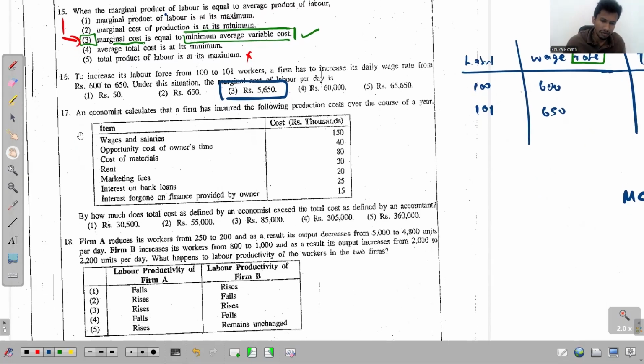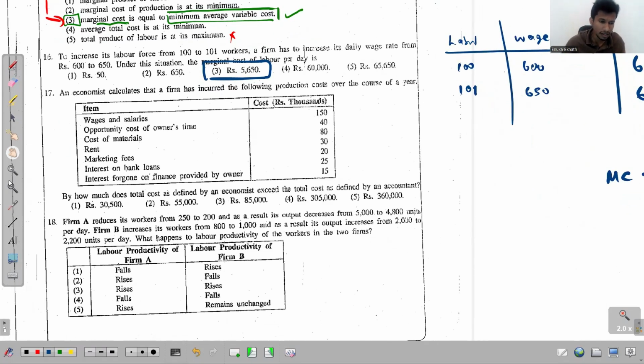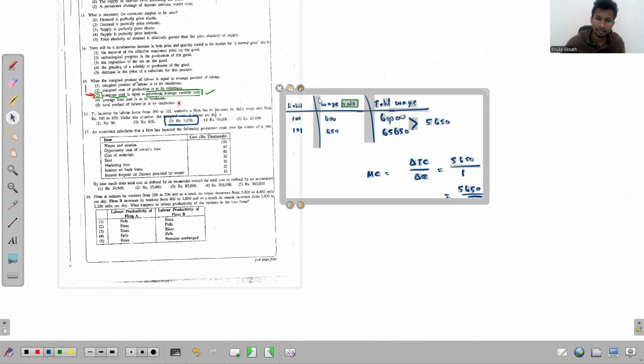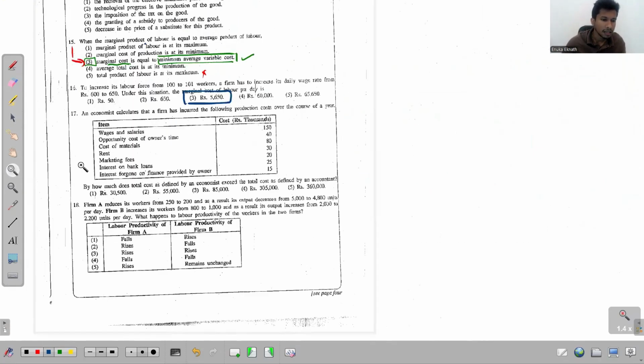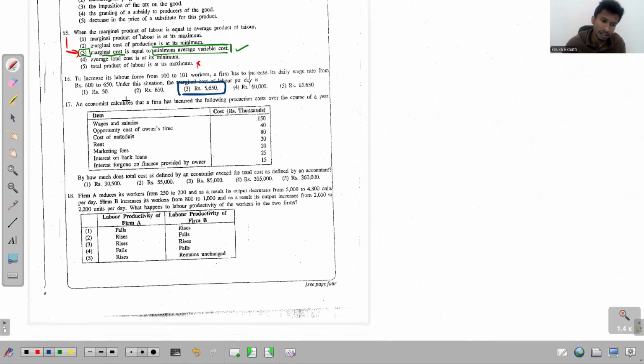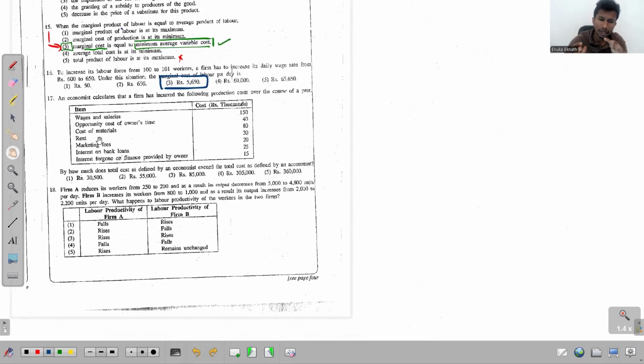Now look at this 17th one. In the 17th question, they say an economist calculates that a firm has incurred the following production cost over the course of a year. And by giving all these values, what do they ask us to calculate? By how much does total cost as defined by an economist exceed the total cost as defined by an accountant? So the question is simply asking for the difference between accounting cost and the economic cost.